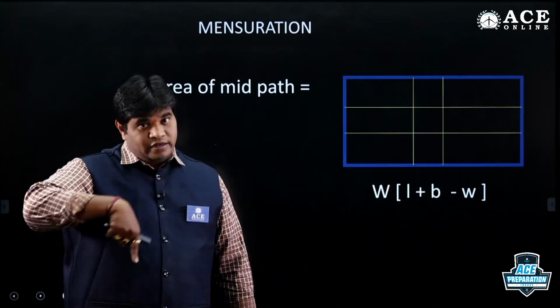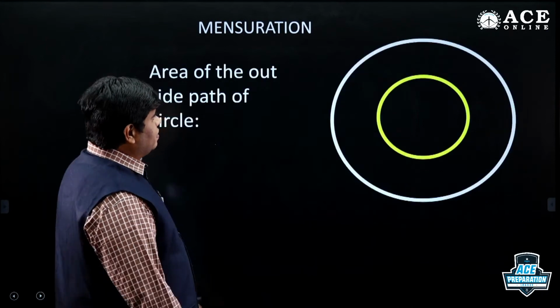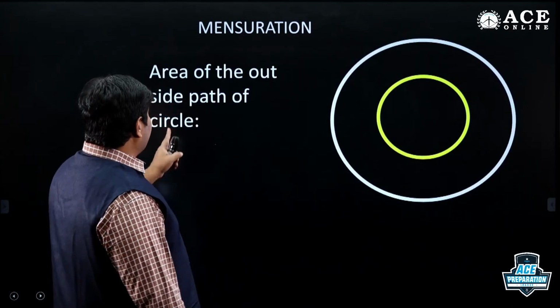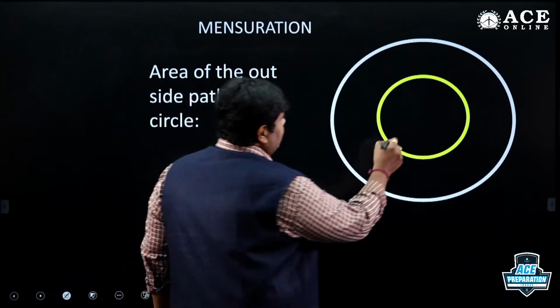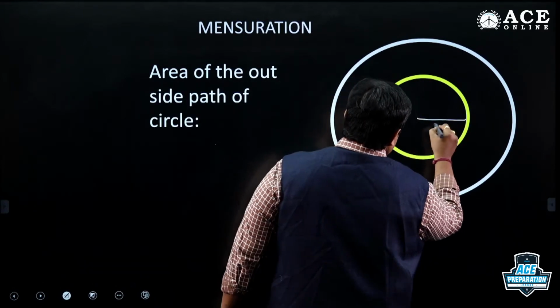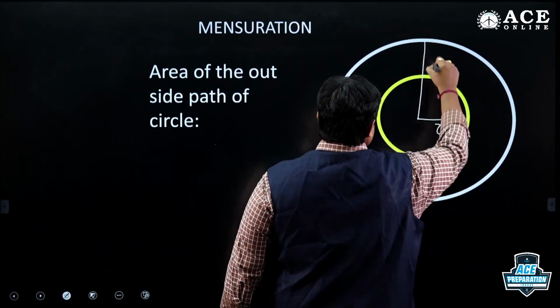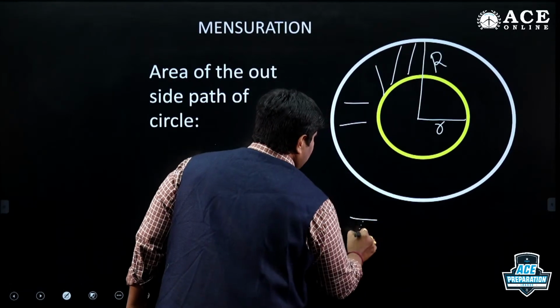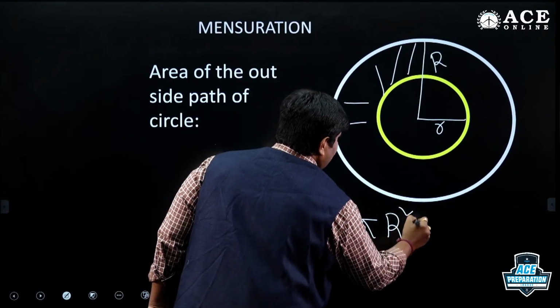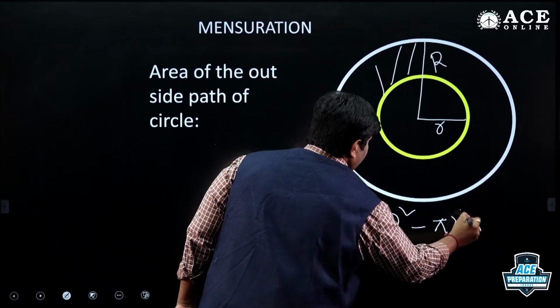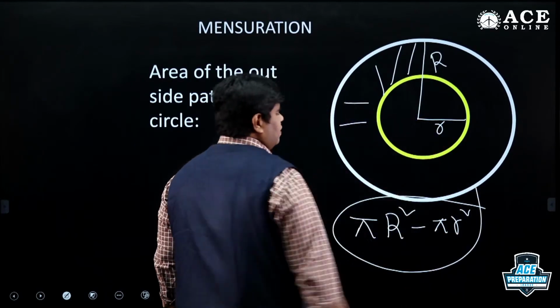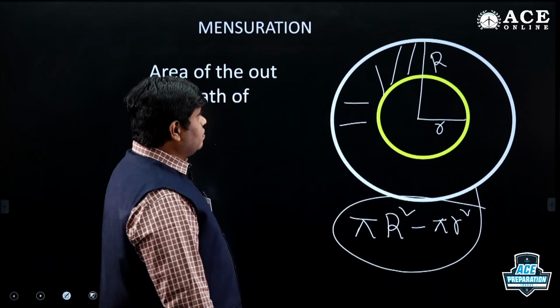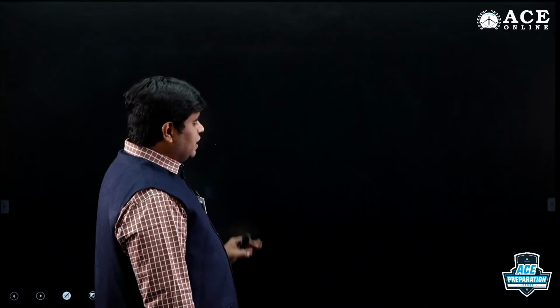This is only the rectangle shape. Suppose it is a circle shape, what happens? Observe, area of the outside path. This is small r, this is big R. I want this outside path area. Then simply the answer is pi R square minus pi r square. Okay, friends. Next.